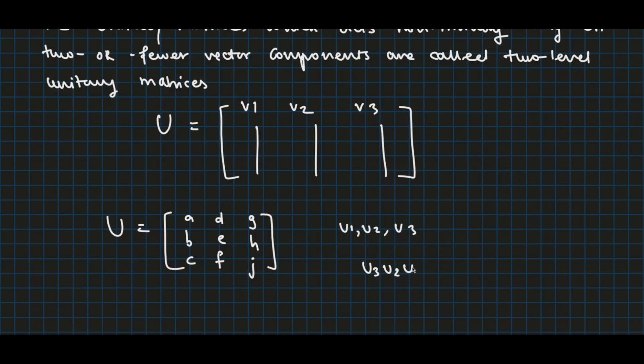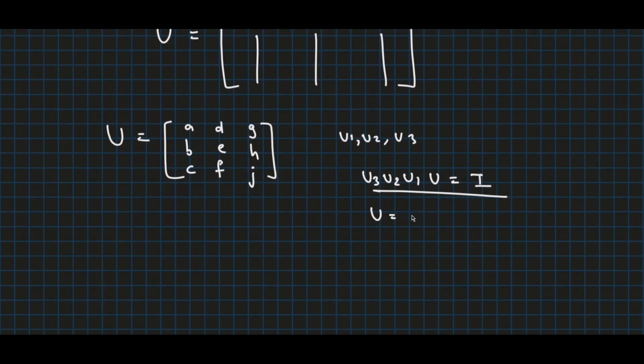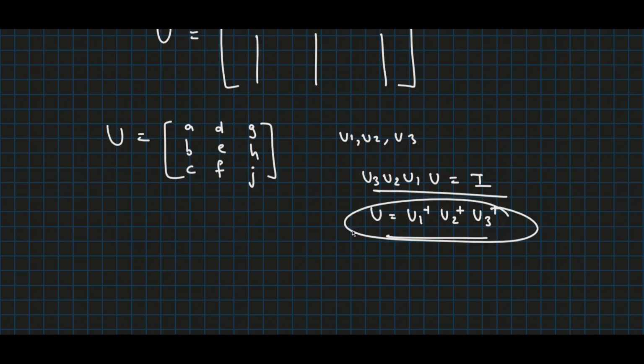such that U3, U2, U1 and U would be equal to I. Since all the matrices are unitary, U would be equal to U1 dagger, U2 dagger, U3 dagger. So let's try to achieve this decomposition. Also, since U1, U2 and U3 are two-level matrices, U1 dagger, U2 dagger and U3 dagger will also be two-level unitary matrices. Now, let's see the procedure to achieve this decomposition.